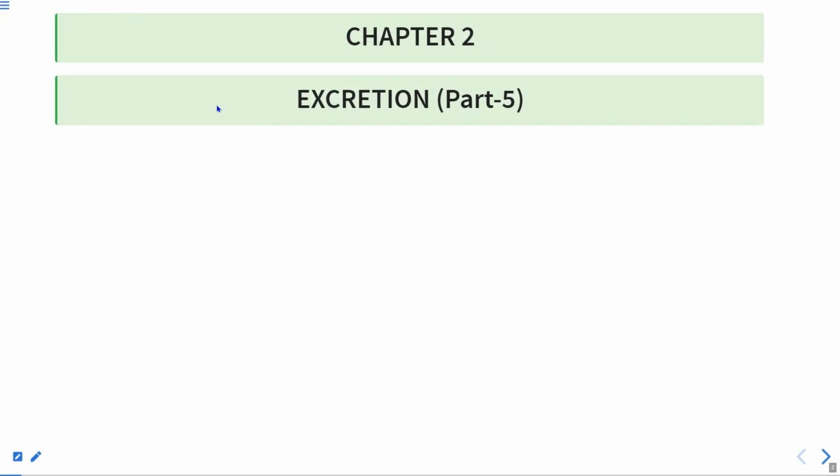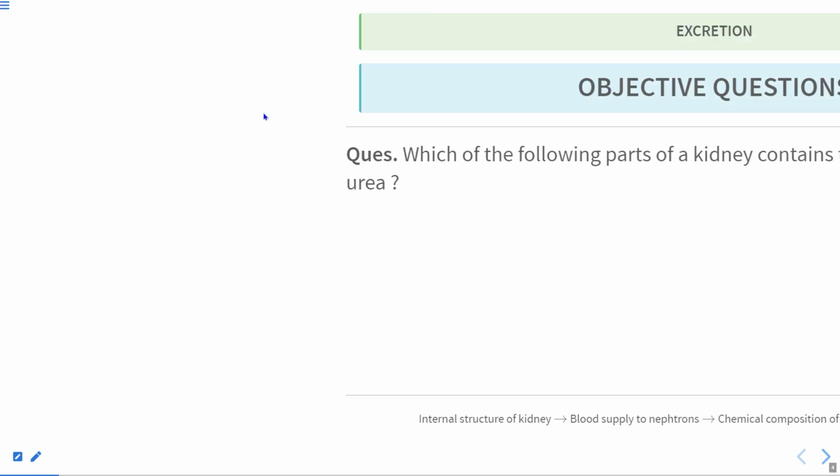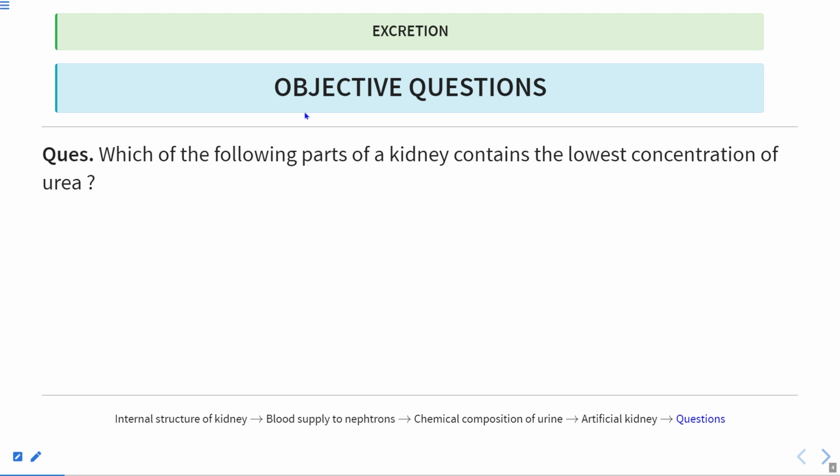Hello everyone and welcome to the biology lecture series. Today we'll be solving some of the practice problems from the topic excretion. Here we'll be talking about the objective type questions from the topic excretion, which is from the class 10th science book. First we'll be dealing with the multiple choice questions.